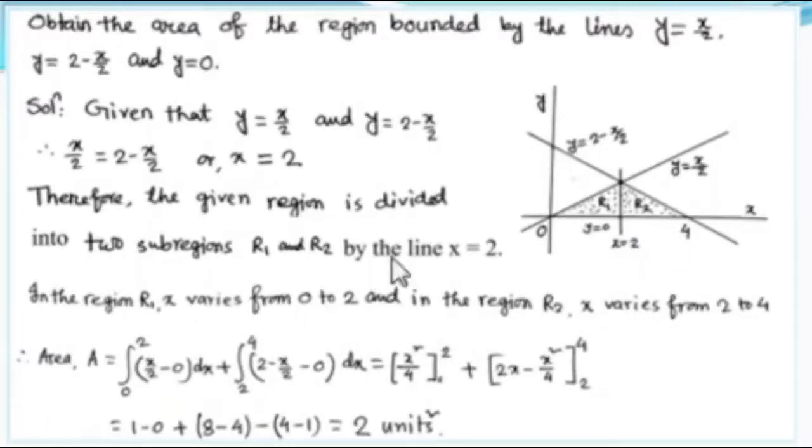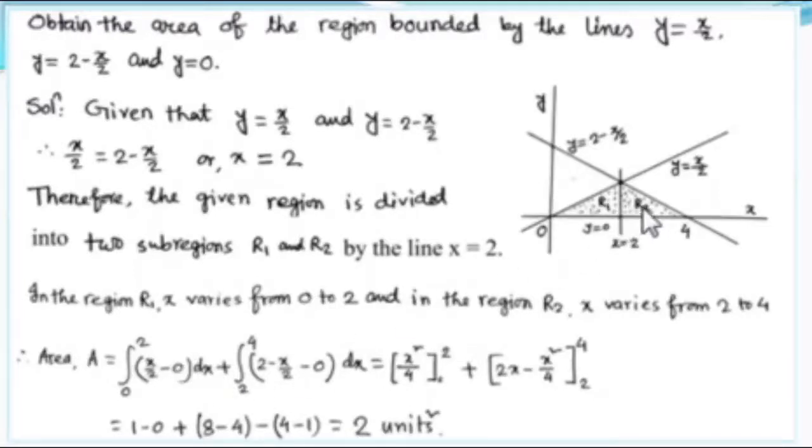Now area. So for the region R1 you have to apply upper limit, this line. This line is what? This line is y equals x by 2. And lower limit is what? X-axis. That is the lower curve. Lower curve is x-axis. Equation of x-axis is y equals 0. Simply y equals 0. So upper curve is x by 2 minus 0 dx.